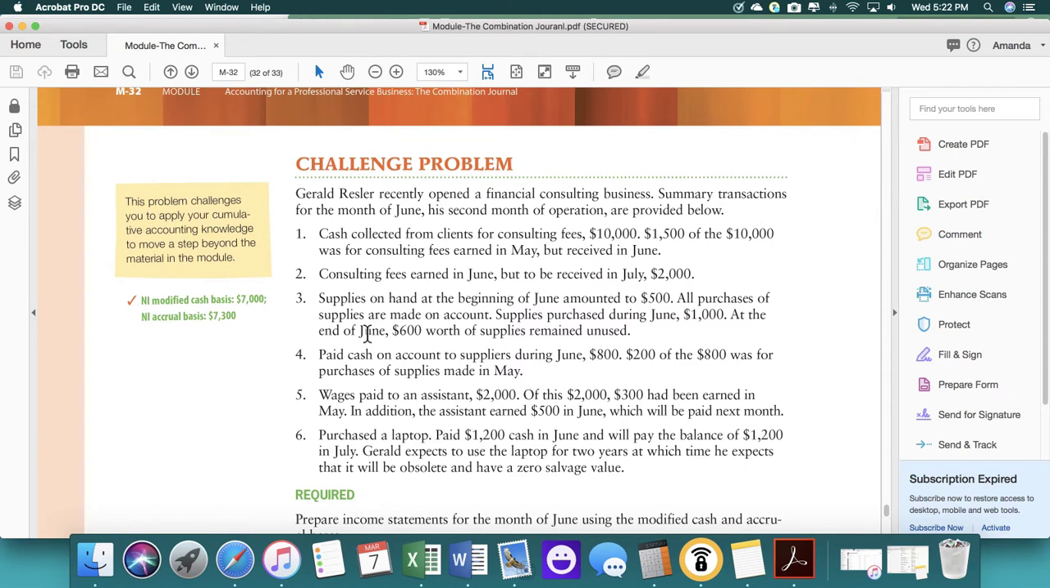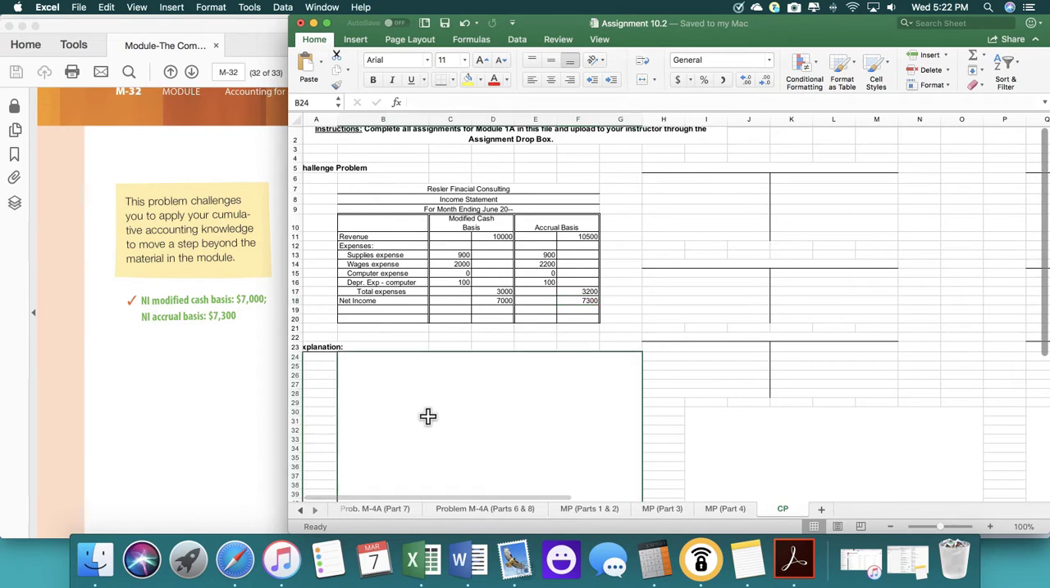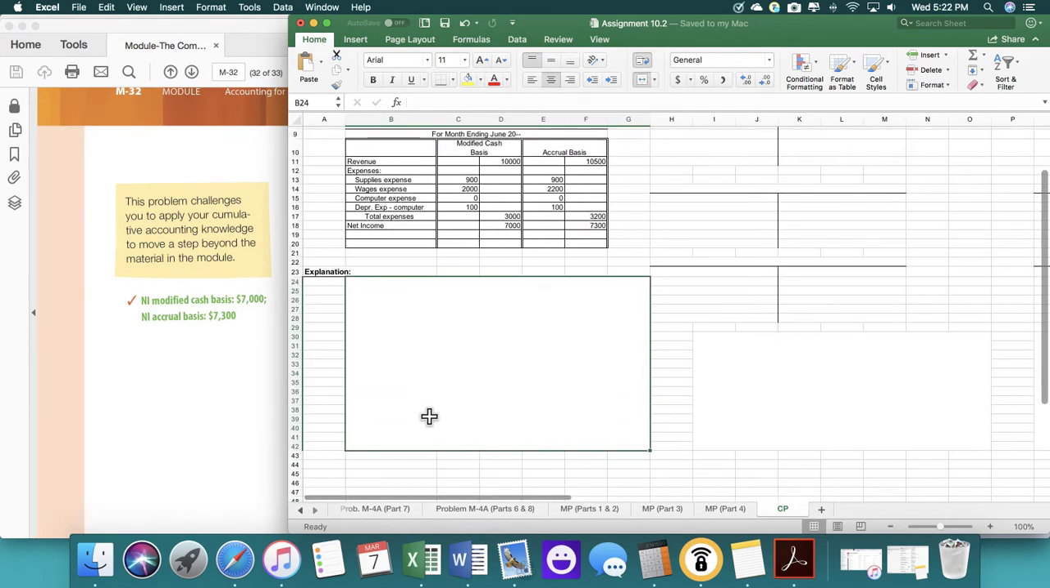However, what the book does not tell you is you still have to complete other steps. You have to explain why the answers are what they are. Why is the revenue for the modified cash basis 10,000 and for the accrual basis 10,500? Why is there that difference in amounts? It's going to ask you to show us in formula form, just like how I showed you using the calculator. You need to show me how you come up with the $900 for supplies expense.